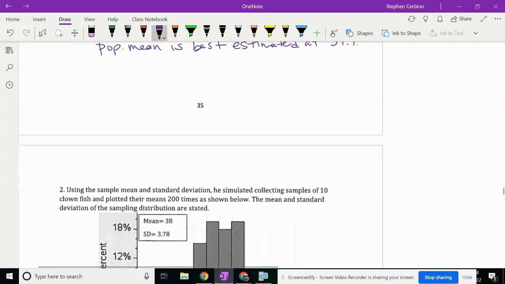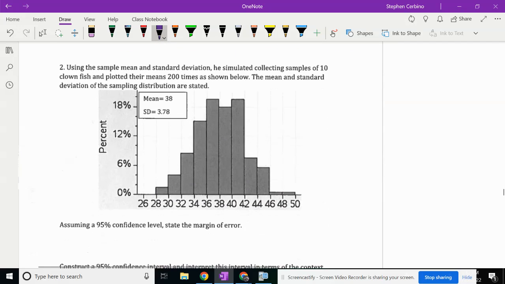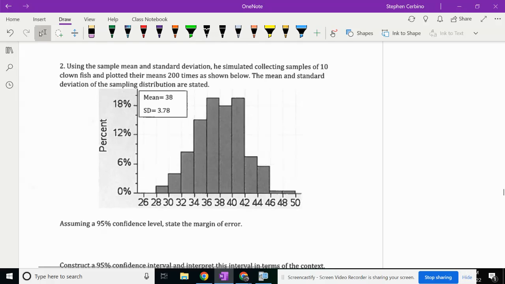So what we have to do is simulate over and over and over again, taking samples of 10 clownfish, measuring them, and figuring out 100 different, or in this case, 200 different samples of clownfish.